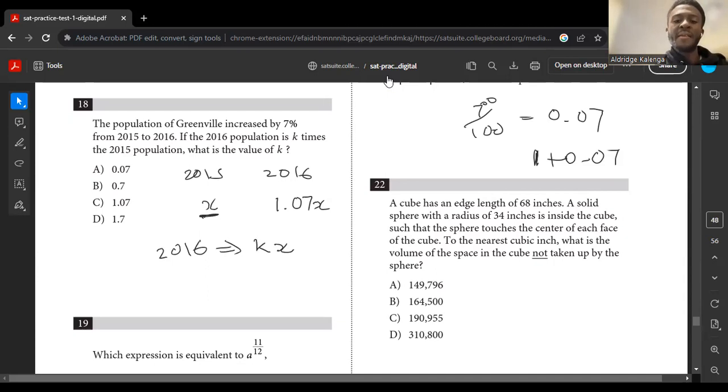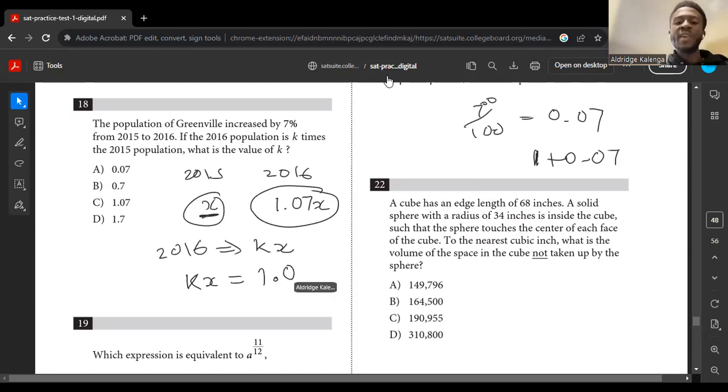What's the value of K? Yes, sir. It's A, 0.07. Wait. The one should say 0.07. But look at this. 2016 is K. 2016 population is K times the original population. So we have K times X, right? And we know that in this proportion, in 2016, we had a 7% increase. So we can see the X there, we can cancel the X here. So the actual value of K is 1.07. So the answer is C.